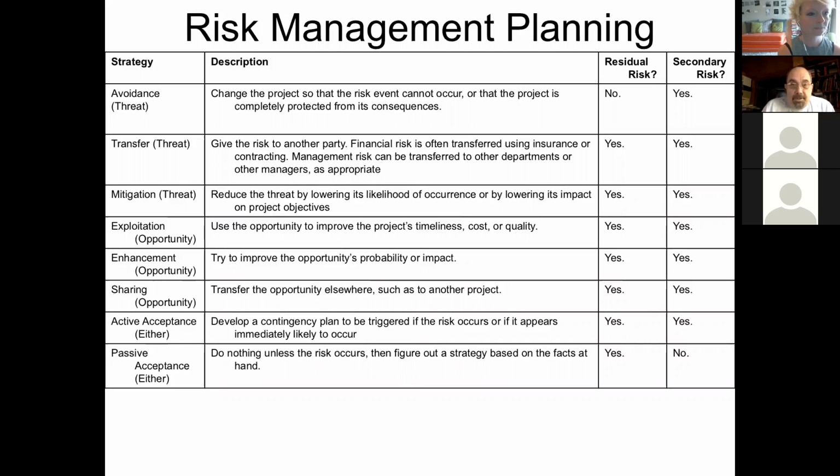There are lots of strategies you can use: avoidance, transfer, mitigation, exploitation, enhancement, sharing, acceptance, or you can just be passive and not do anything. So lots of possibilities here. Not all these strategies completely eliminate risk, note, but they can optimize, minimize, or mitigate risk.